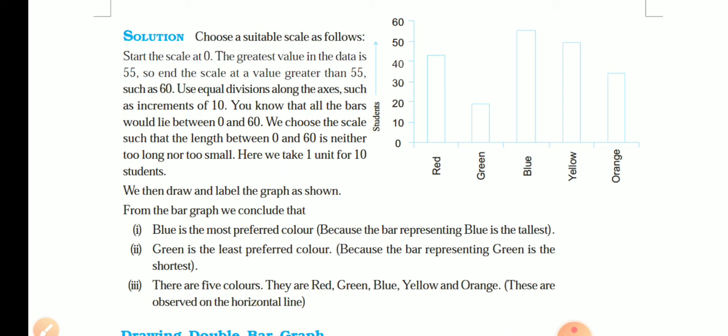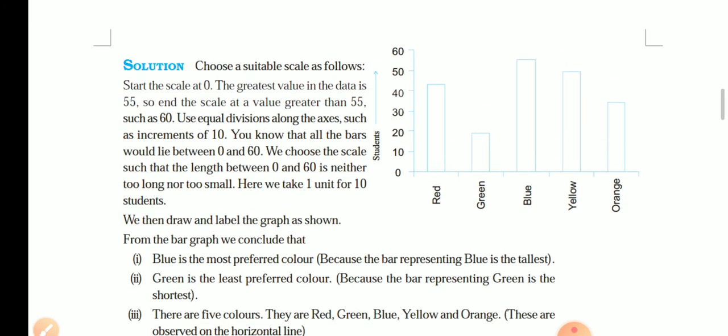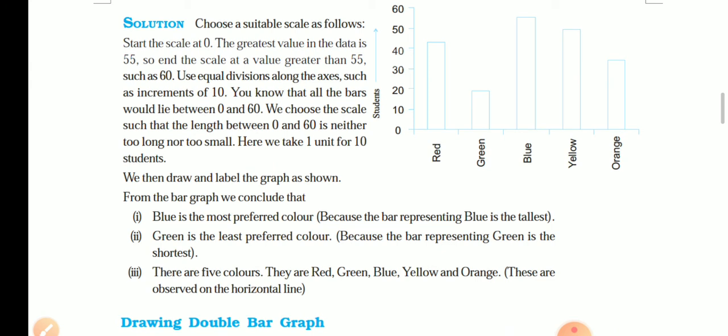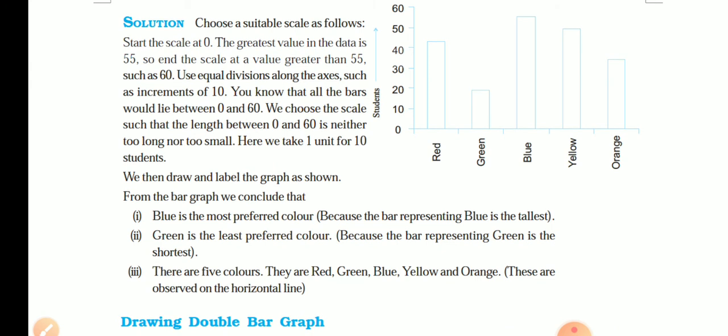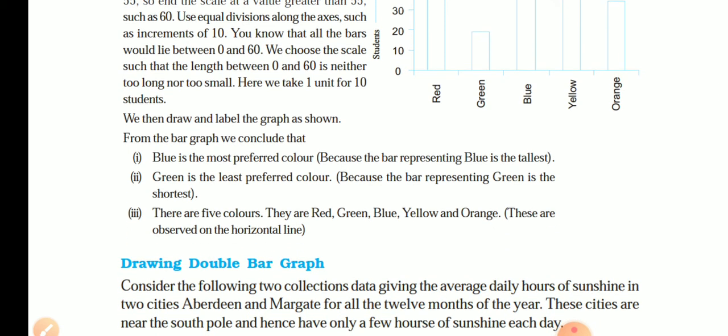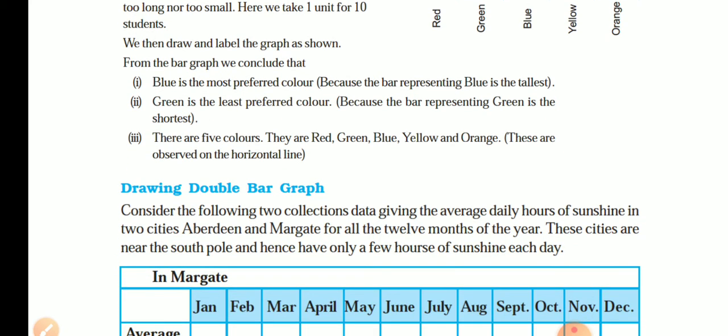First, blue is the most preferred color because the bar representing blue is the longest. Green is the least preferred color because the bar representing green is the shortest, and there are a total of 5 colors: red, green, blue, yellow, and orange.